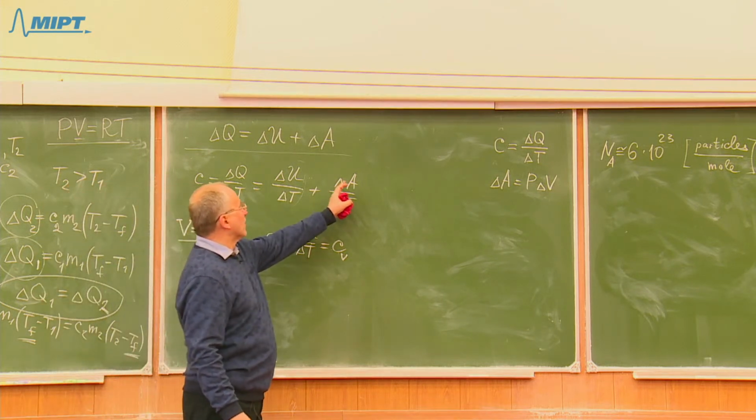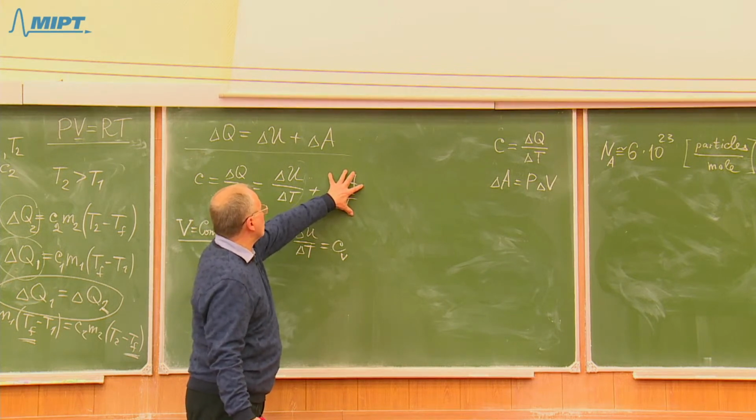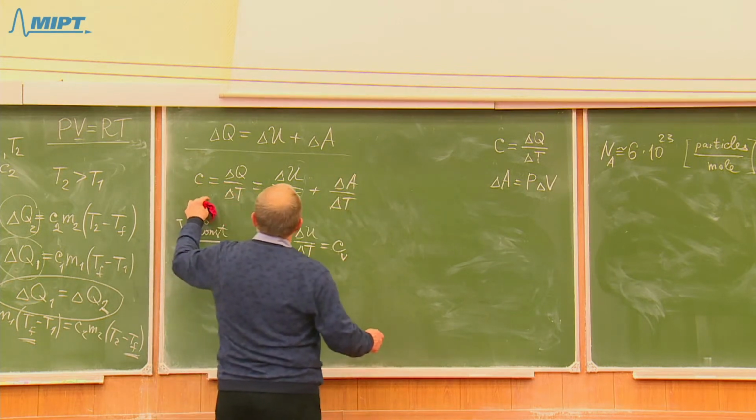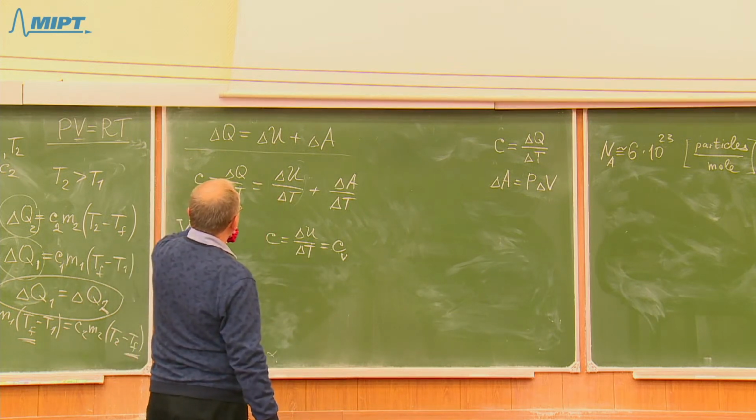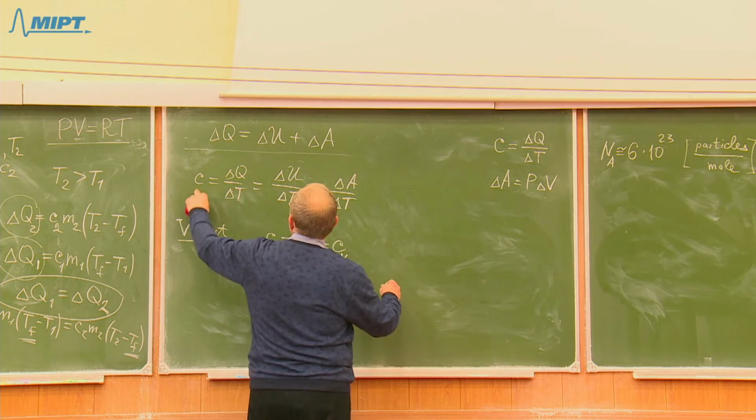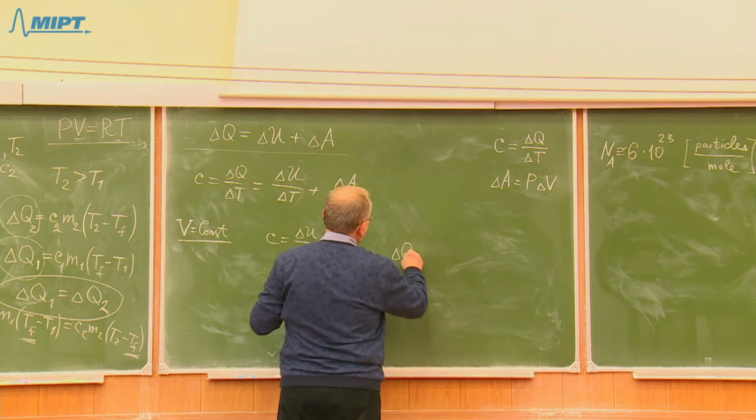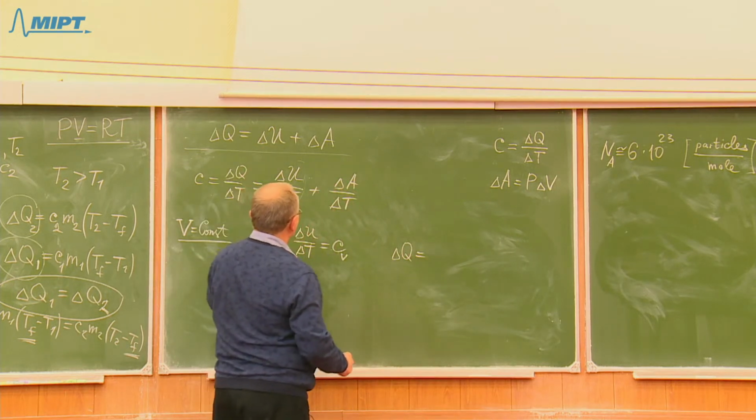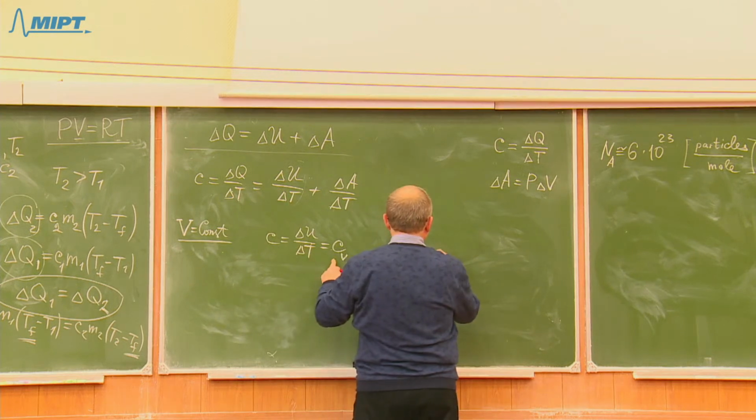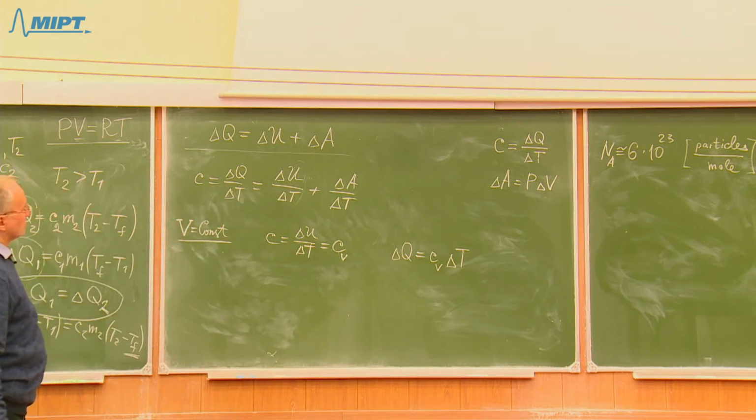and therefore work is not produced, and therefore this term will be 0, and therefore in this energy balance equation we will have delta Q equal just to the first term here, and the first term will be equal to constant heat capacity delta T. That is under conditions of constant volume.